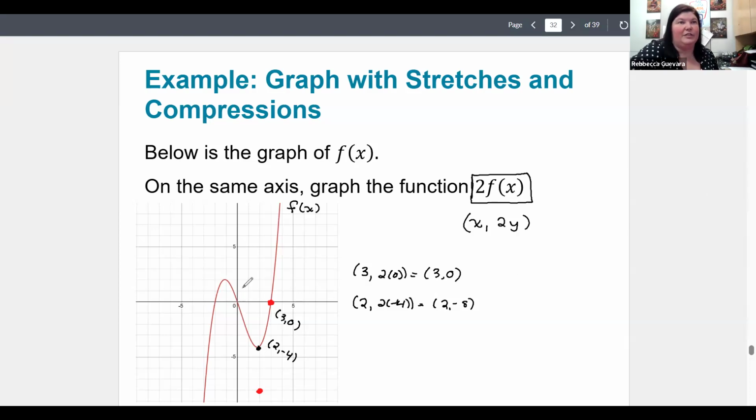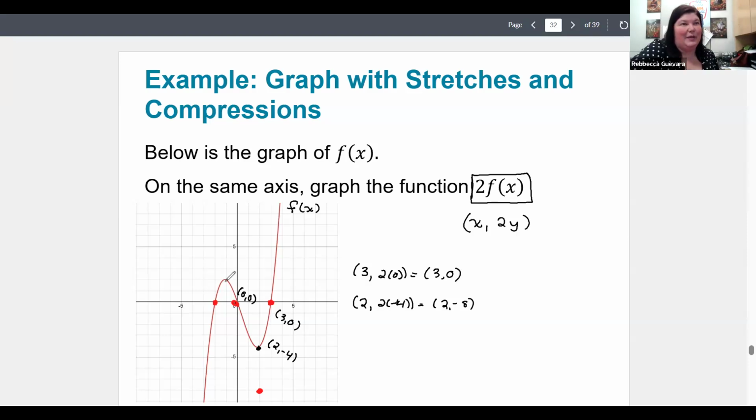We have a point here at 0, 0. So same thing. If I take 0 and multiply it by 2, it stays 0. Point isn't moving. That one's staying. Same thing here with this point, because this is also going to have a y component of 0. It's going to stay there as well. So if the y component is 0, it's going to stay.